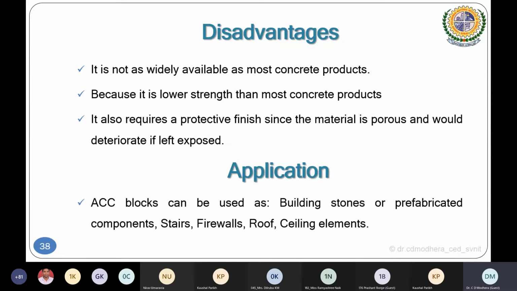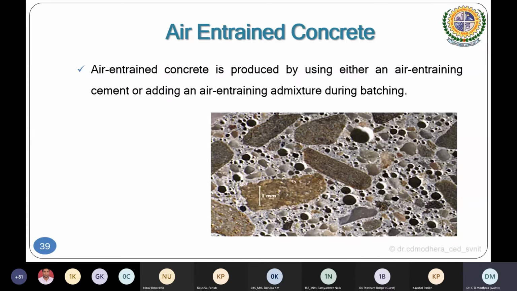It is not as widely available as most concrete products. That is one thing, this is a disadvantage. Because it is lower strength, this is another issue compared to most concrete products. It also requires a protective finish since the material is porous and deteriorates if left exposed. So I think this is just the way it is written as disadvantage, but over that, the advantages are many in application. This AAC block can be used as building stone, prefabricated components, stairs, firewall, roof, ceiling elements.